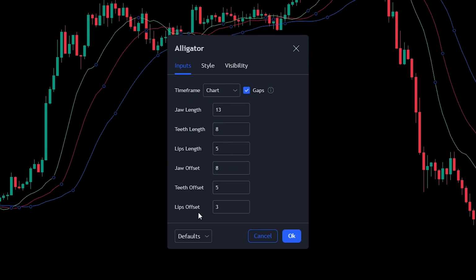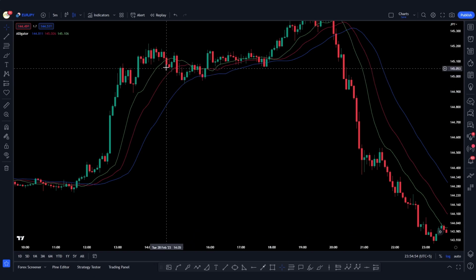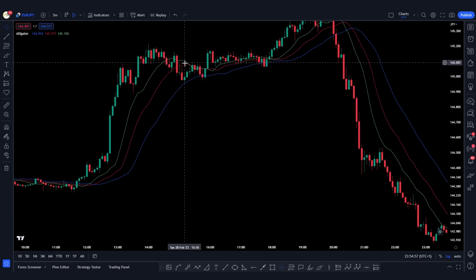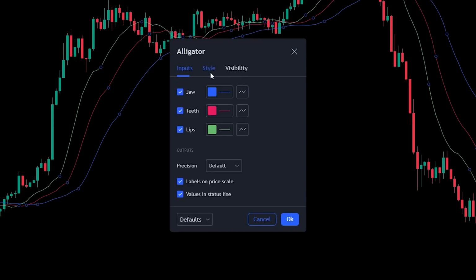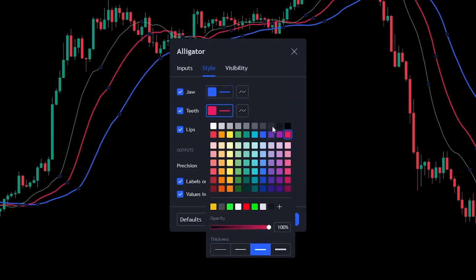For example, as you can see here, lips is offset by 3, teeth is offset by 5 and jaw is offset by 8. So the actual exponential moving average, let's say at this candle, is being plotted 5 candles after that, according to the settings of the indicator. Now let's go towards the style, and here let's change the width of these lines so that you can see them a little bit better.